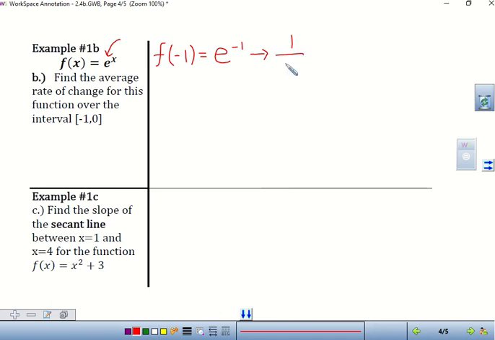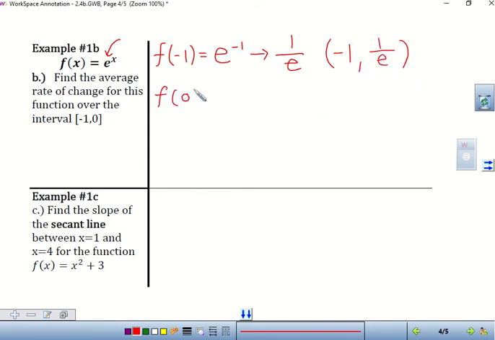1 over e. 1 over whatever that exponent is. If it were e squared, to the -2, you do 1 over e squared. So we can make that exponent positive by bringing it to the denominator. Okay. So that means we have a coordinate of -1 comma 1 over e.